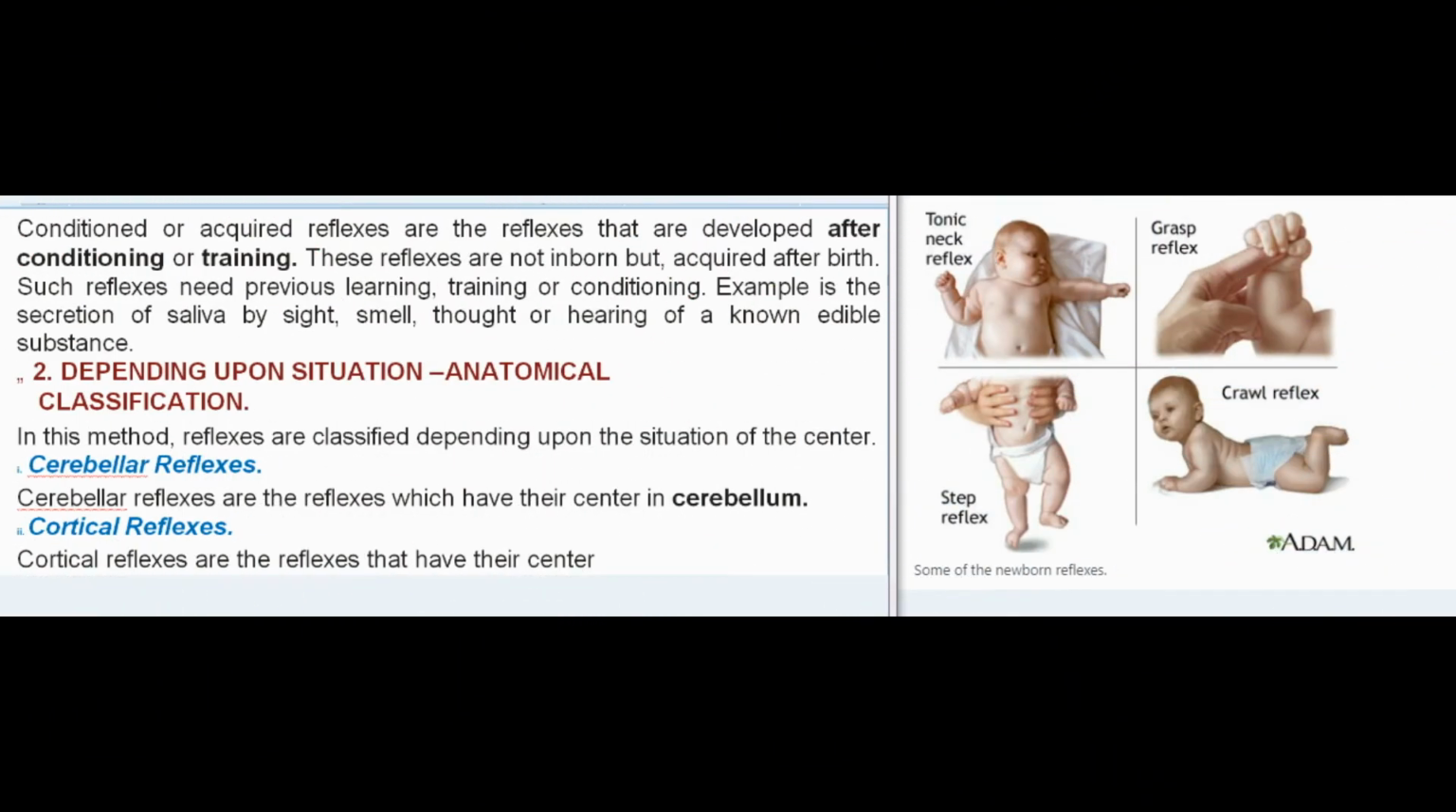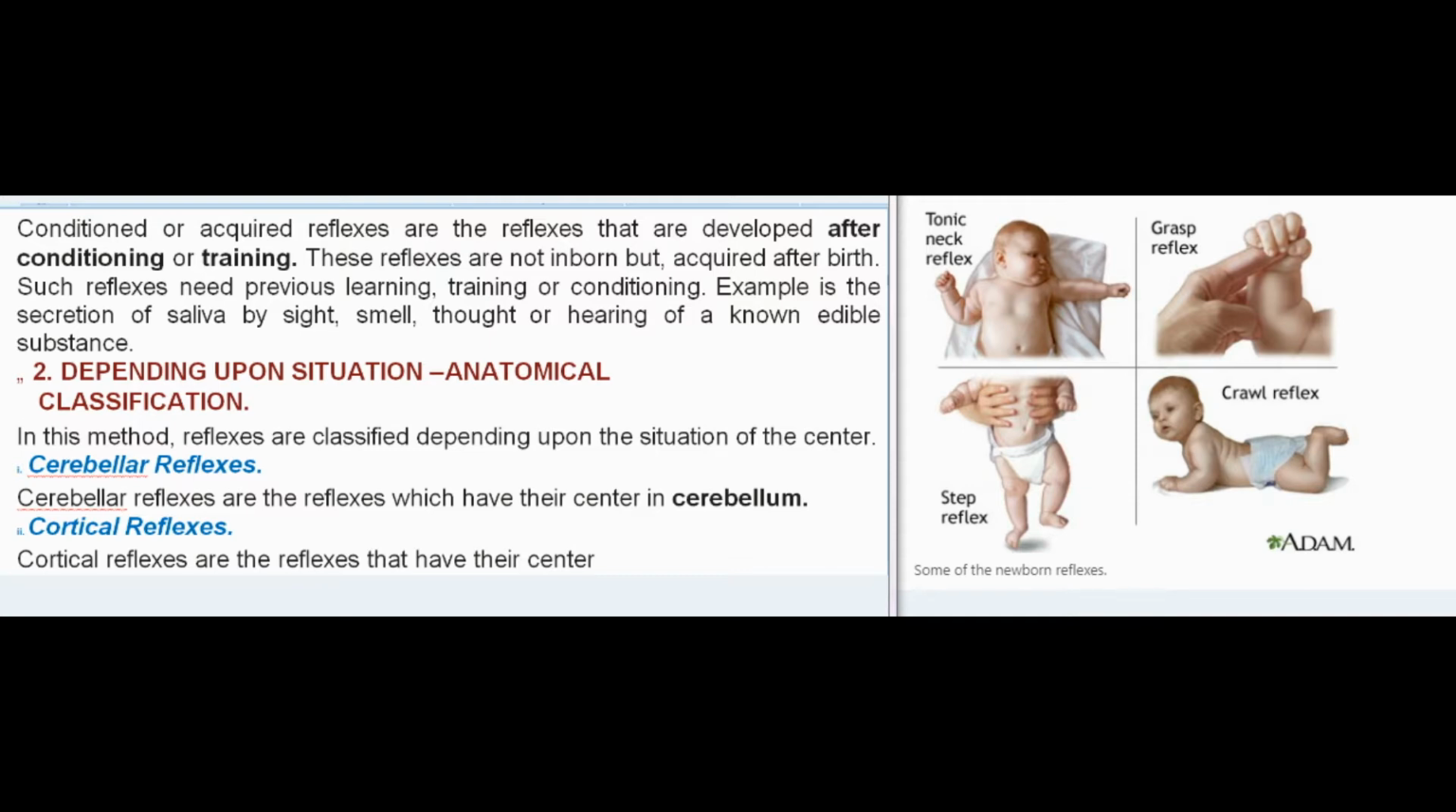Acquired reflexes or conditioned reflexes. Conditioned or acquired reflexes are the reflexes that are developed after conditioning or training. These reflexes are not inborn but acquired after birth. Such reflexes need previous learning, training, or conditioning. Example is the secretion of saliva by sight, smell, thought or hearing of a known edible substance.